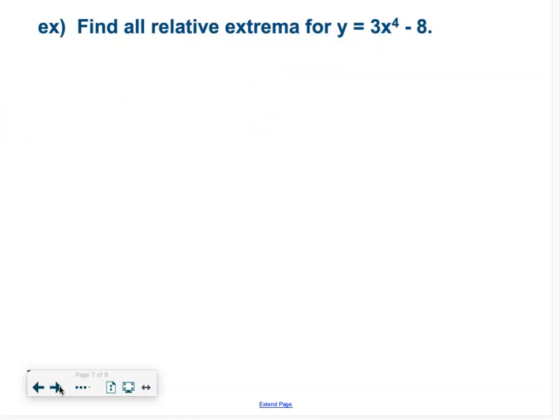Okay, give this one a try. Find the relative extreme. I want you to start by trying it with the second derivative test.